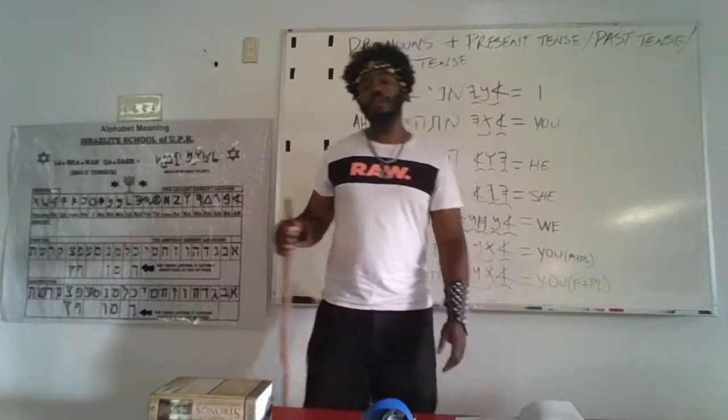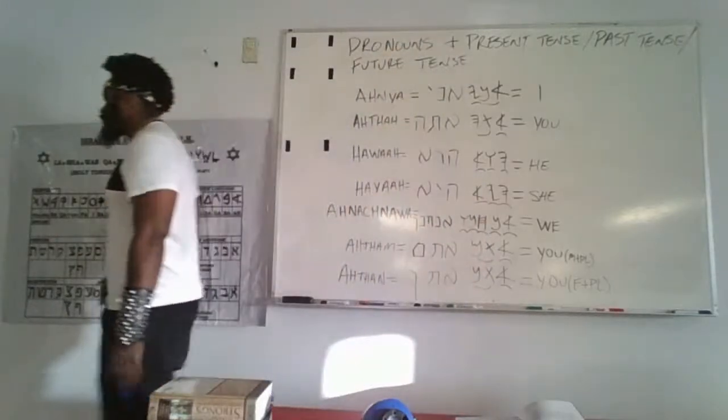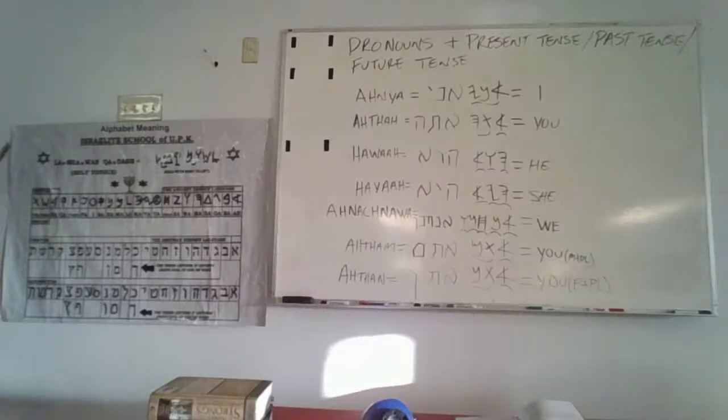Okay, so we start off our class like we start off every class with the Hebrew alphabet. All right, repeat after me. Ah, ba, ga, da, ha, ba, za, ha, ta, ya, ka, la, ma, na, sa, I, kwa, ra, sh, and th.